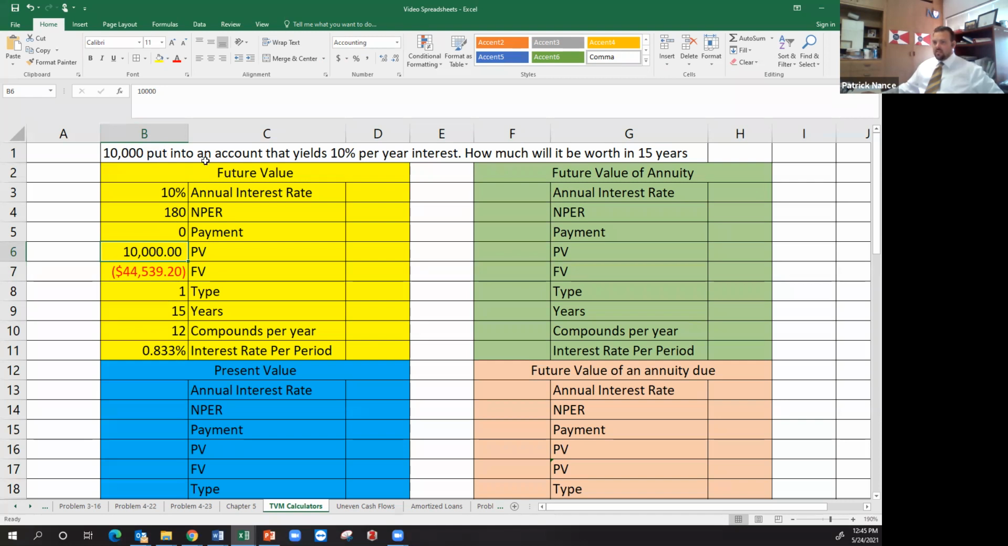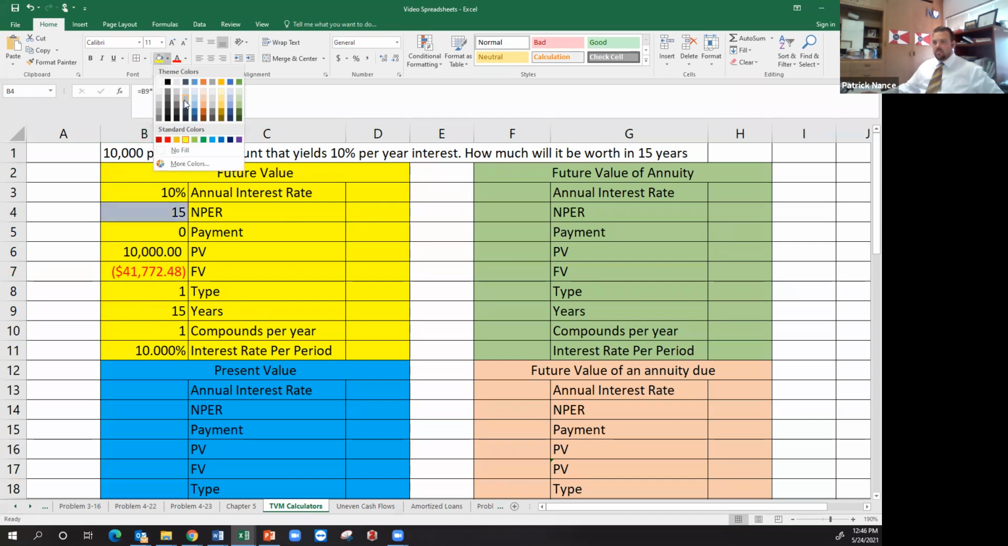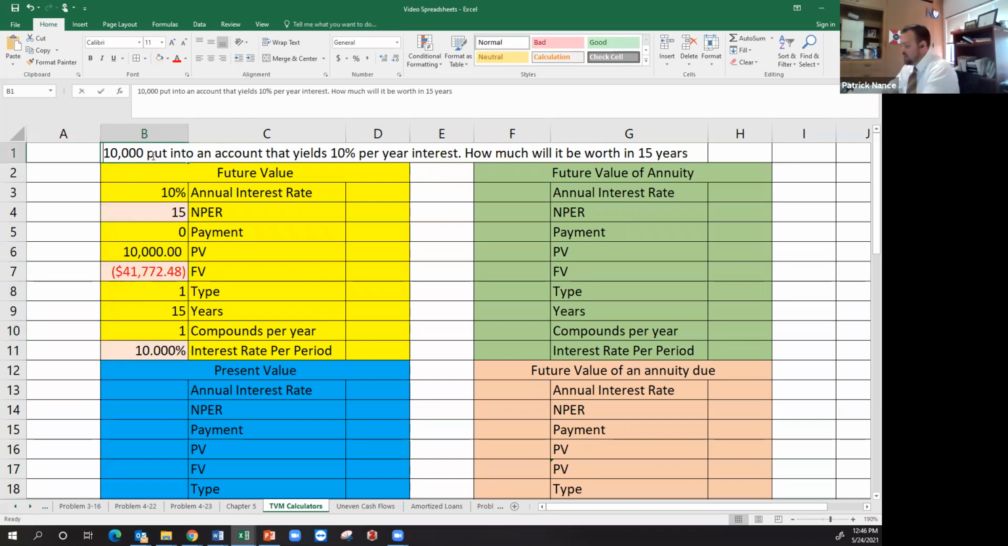So if I had $10,000 that I put into a bank account and it yielded 10% per year, and if it only compounded once per year, notice that changes the number, it would be $41,772 in 15 years. Now I'm going to go back through and show, just for my own purposes here, and so you can see, that the ones I'm highlighting in this are the ones that I don't want to change because they're all formulas, but I could change any of these to a different scenario.